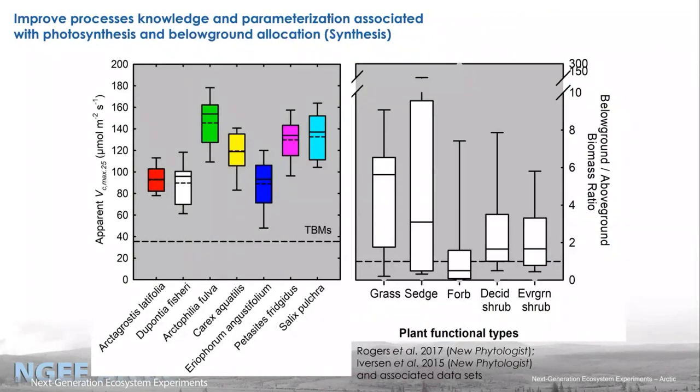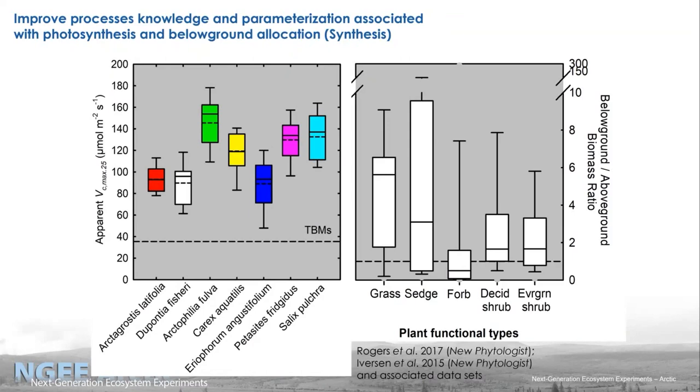Showing you an example here of the kinds of data that are being gathered in the field. On the left-hand side, the colored bars are illustrating for a range of different vegetation types and different species what the Vcmax, which is a measure of photosynthetic rates and photosynthetic potential, looks like for a range of different species. And the dashed line underneath all of those colored bars is the way that terrestrial biosphere models had been representing that prior to the kinds of studies that are being done within NGEE Arctic. So just one illustration of the kind of significant improvements that can be made in understanding processes and then representing those processes in our complex models.